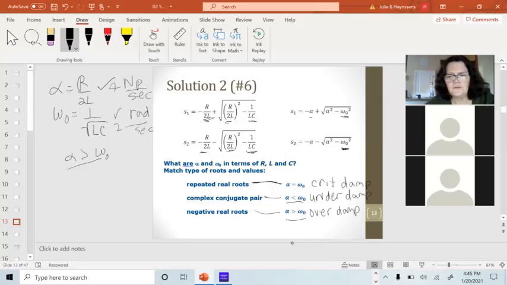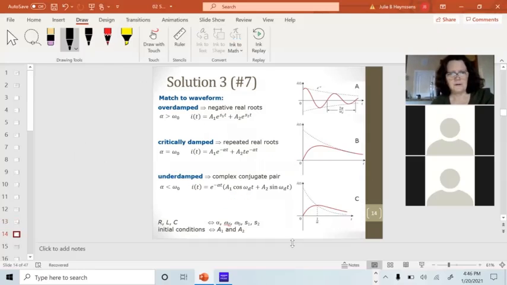Okay, so just by calculating alpha and omega naught, knowing the R's, L's, and C's for a series circuit, you can figure out what type of damping you have. And you pretty much know whether you're on the right track for the type of system you want.